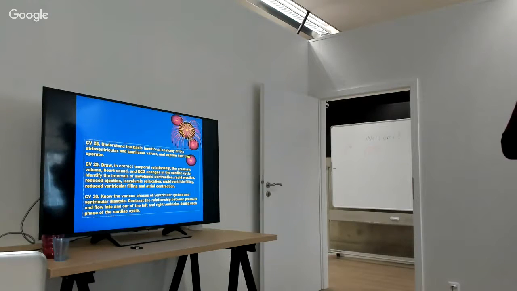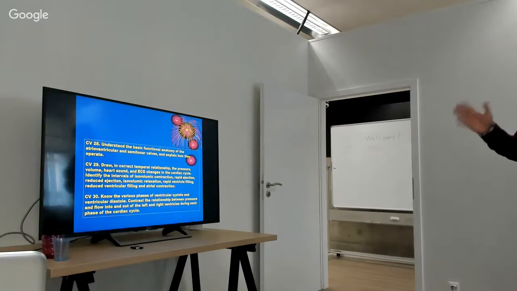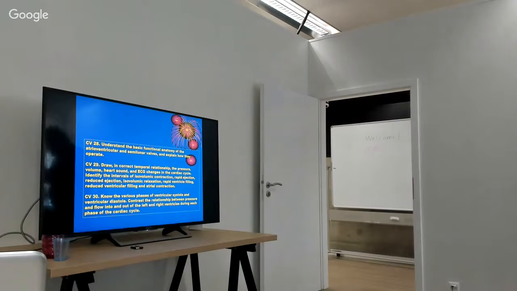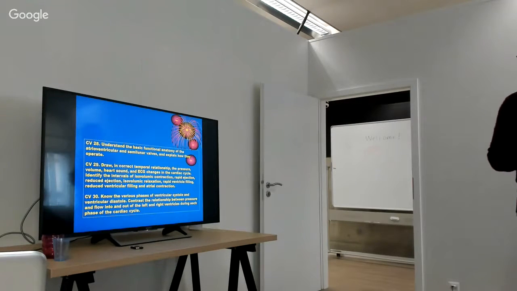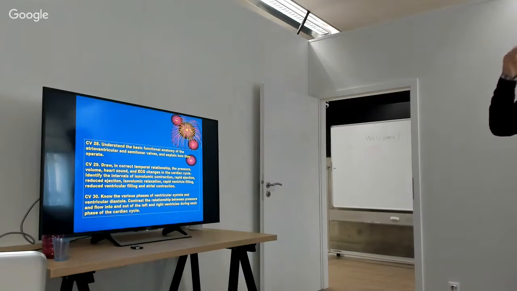Okay. Drawing the correct temporal relationship: the pressure, volume, heart sound, ECG. We just mentioned it, but we will talk a lot about the ECG in the cardiac cycle. Identify the intervals of isovolumic contraction. Now it's clear for you what isovolumic contraction is. It's the first phase of the cardiac cycle when the volume doesn't change but the pressure increases. Rapid ejection, reduced ejection, and so on. You know everything about that.